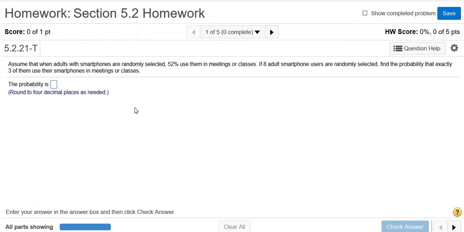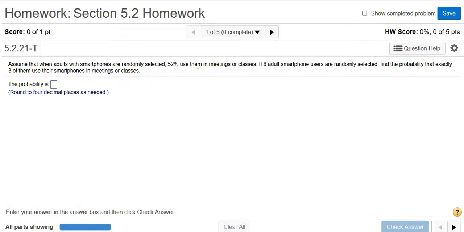Assume that when adults with smartphones are randomly selected, 52% of them use them in meetings or classes. So we're told that 52% of adults use smartphones in meetings or classes. If 8 adult smartphone users are randomly selected, find the probability that exactly 3 of them use their smartphones in meetings or classes.